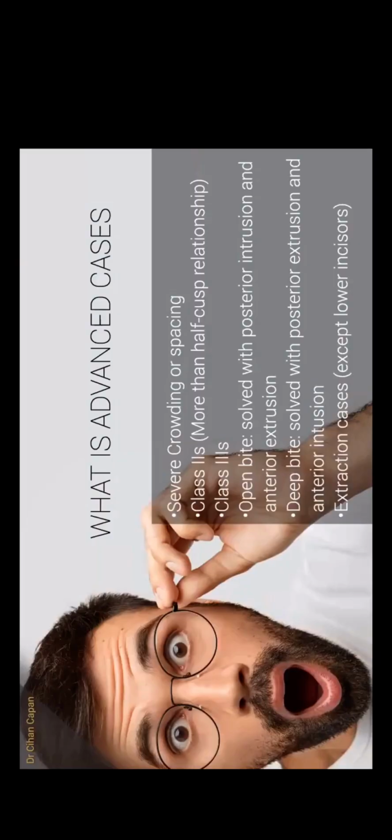So what are advanced cases for aligners? Severe crowding or spacing are advanced cases. Class 2s, if more than half a cusp relationship is present, are advanced cases. It's the same for class 3s. And open bite, if we solve it with posterior intrusion and anterior extrusion combined together. Deep bites solved with posterior extrusion and anterior intrusion, and of course, extraction cases except lower incisors.